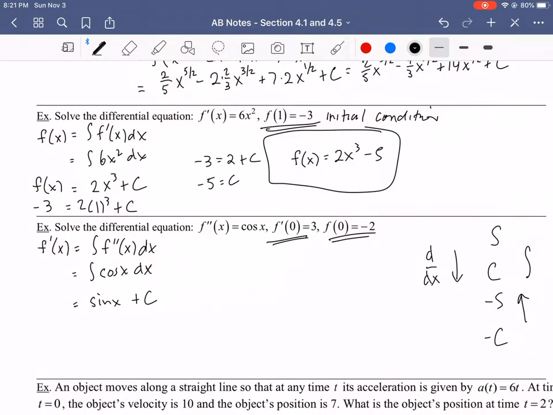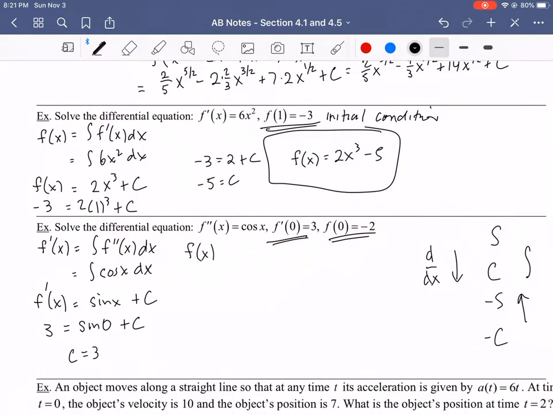And so you can see the antiderivative of cosine is positive sine. Okay, so now to find what this c is, we're going to use our initial condition for f prime of x. So f prime of 0 is going to equal 3. I'm going to put f prime of x is equal to 3 sine of 0 plus c. And so that means that c will equal 3.